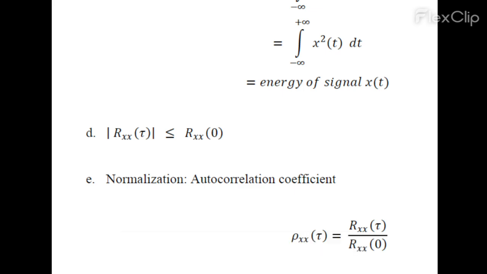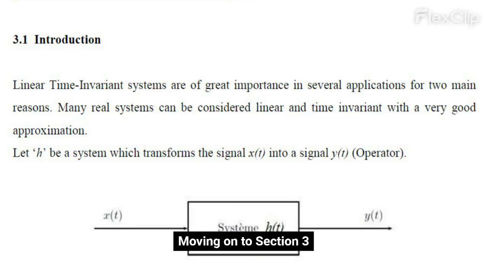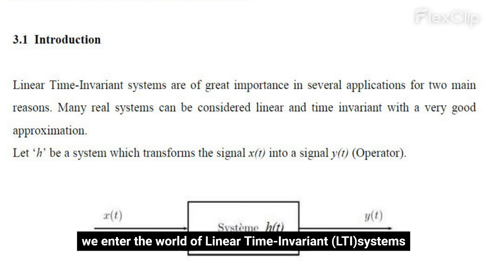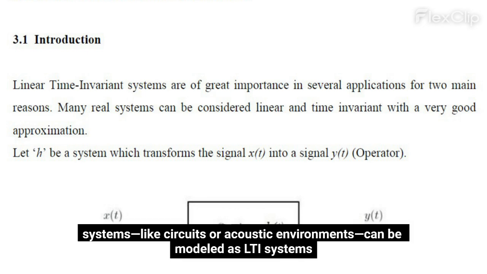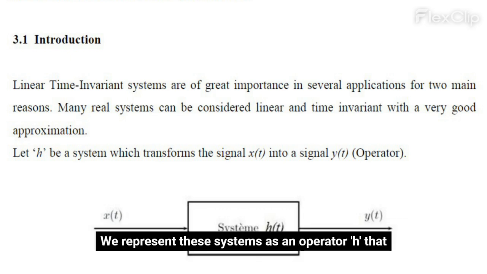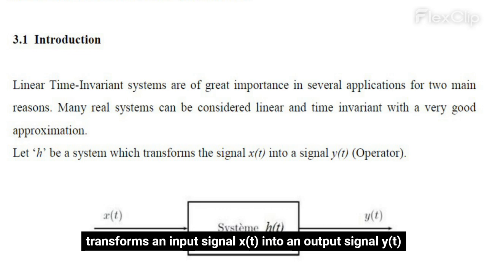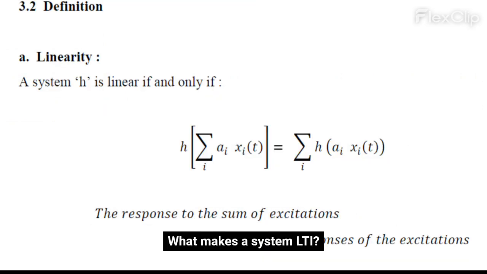Moving on to section 3, we enter the world of linear time invariant, LTI, systems. These are crucial because most real-world physical systems, like circuits or acoustic environments, can be modeled as LTI systems. We represent these systems as an operator H that transforms an input signal x(t) into an output signal y(t). What makes a system LTI?